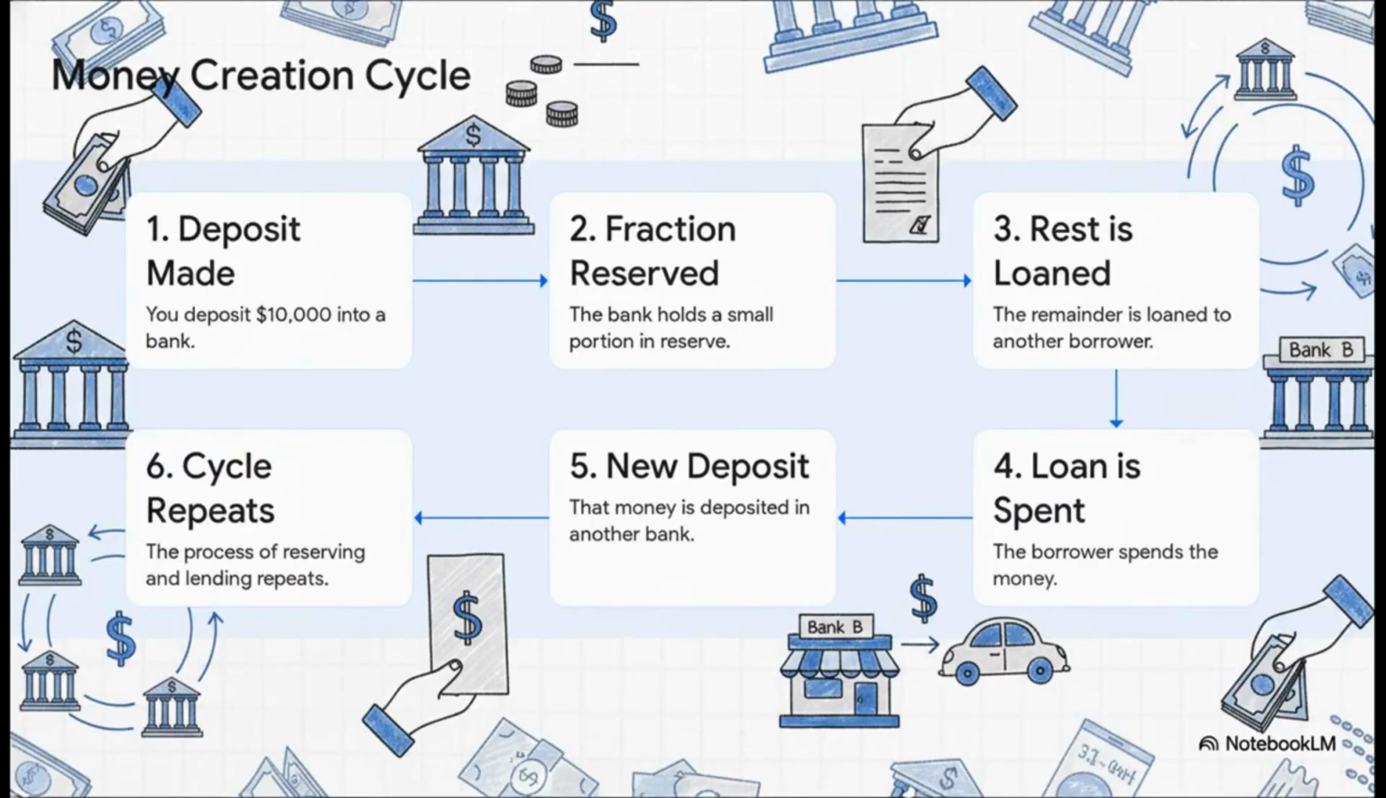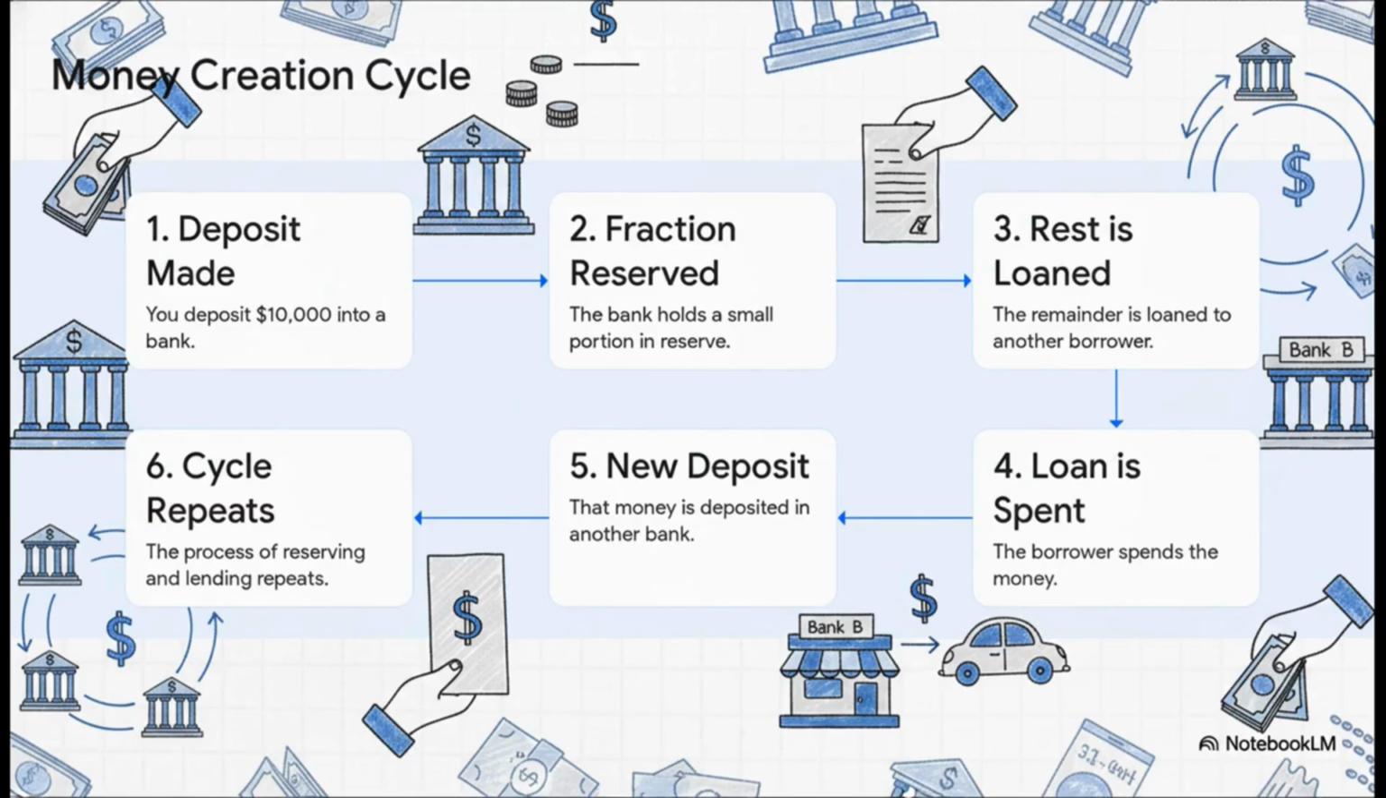Let's make this real with an example. Just follow the steps here. Step 1, you get your paycheck and you deposit $10,000 into Bank A. Step 2, Bank A has to hold a fraction of that in reserve. Let's say the reserve requirement is 10%, so it holds on to $1,000.